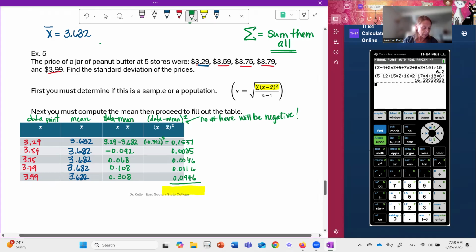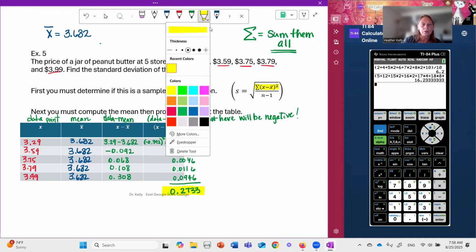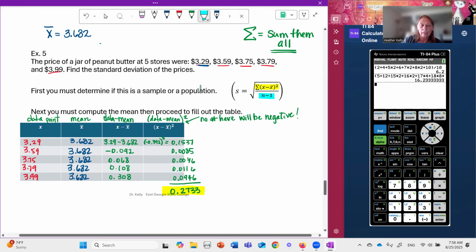Okay, so when we add these all together here, we get 0.2733. Now let's pay attention to the other piece here, the n minus 1.